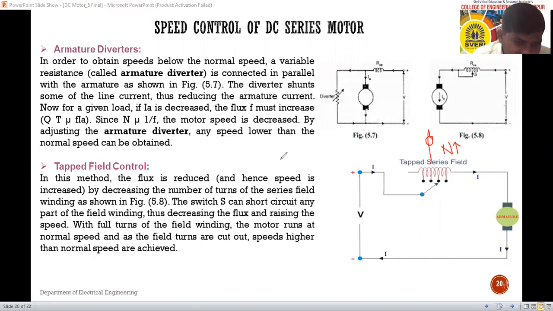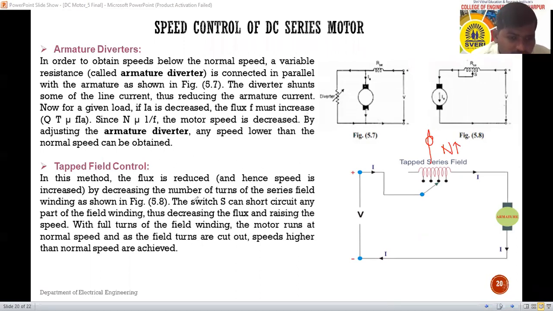Okay, so this technique, the tapped series field winding, providing tapping on the series field winding, is generally used in the traction system. हे traction system मध्ये use करतो आपण. So gradually by cutting out some of the turns connected in the series field winding, we are increasing the speed of the train. ट्रेनची speed आपण increase करतोय.